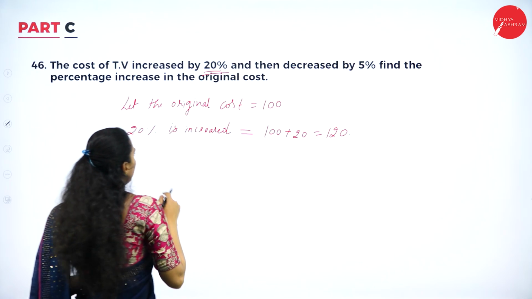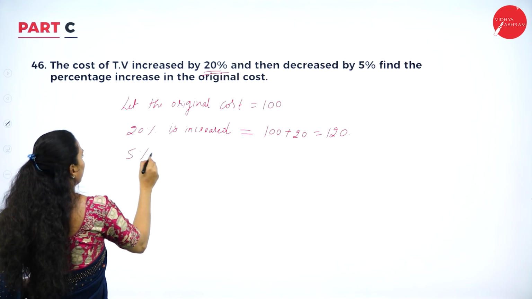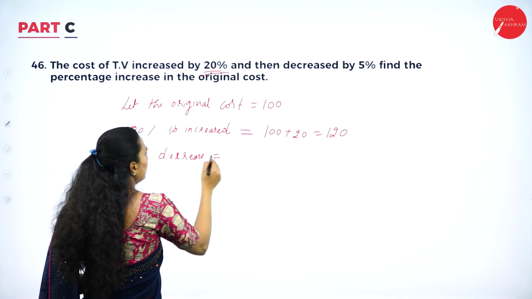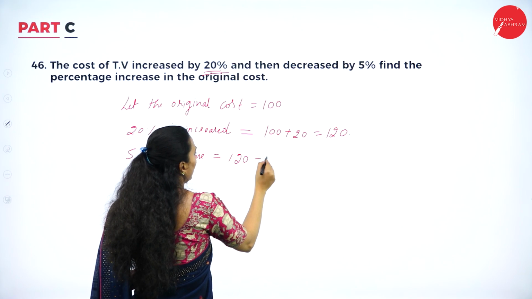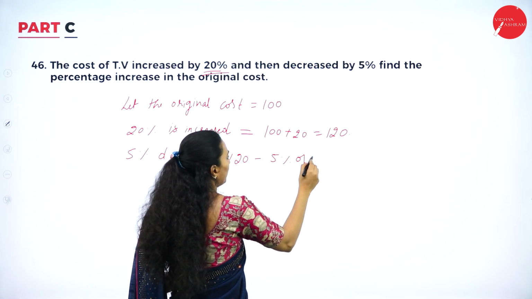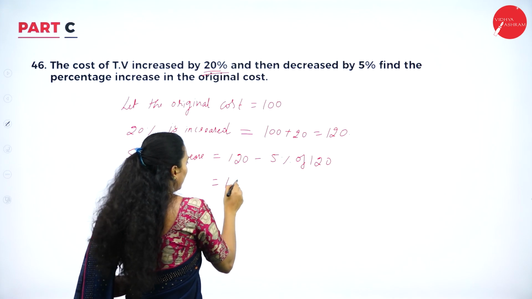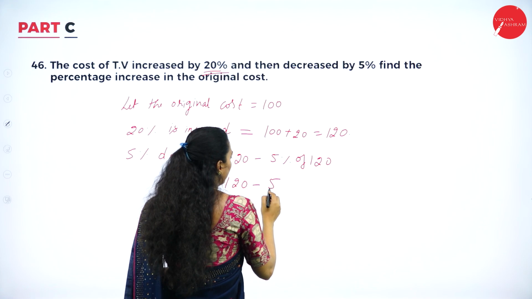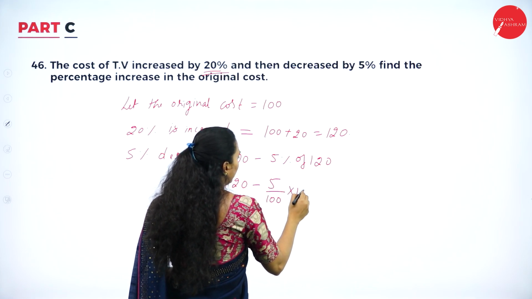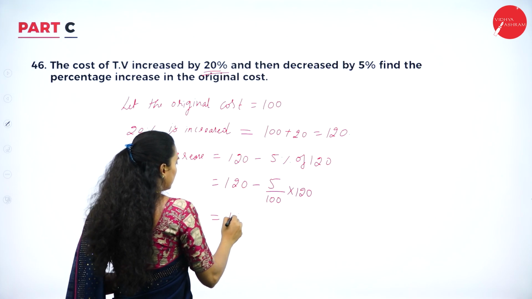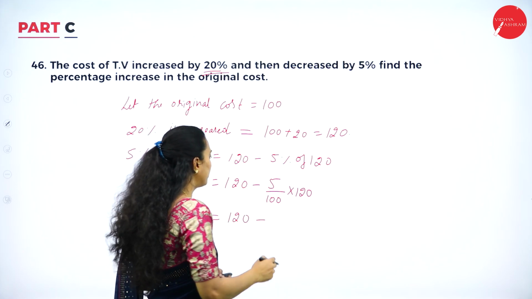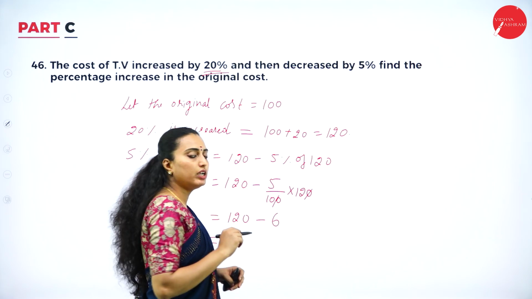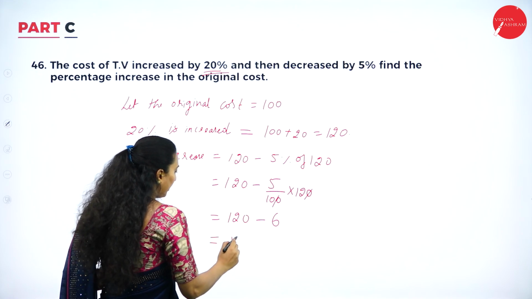Correct. And decreased by 5%. So decreased by 5% means what? 5% decrease is equal to 120 minus 5% of 120. So 120 minus 5% of 120 is 5 divided by 100 into 120, which you can cancel, and you are going to get the answer as 6. So 120 minus 6 is nothing but 114.